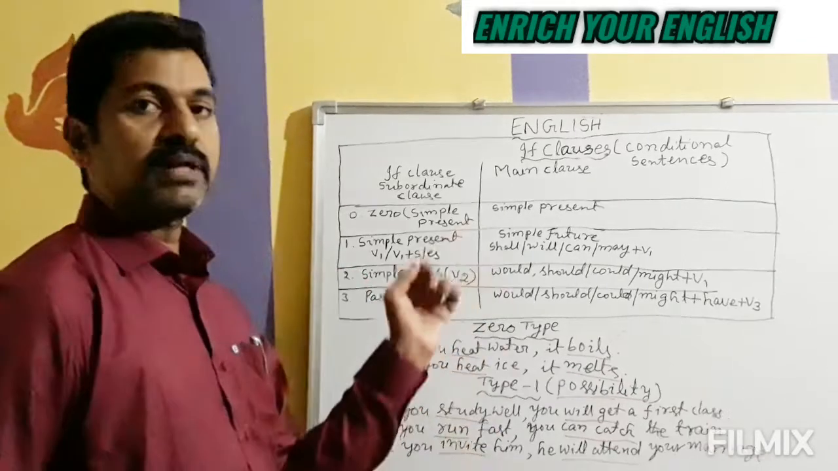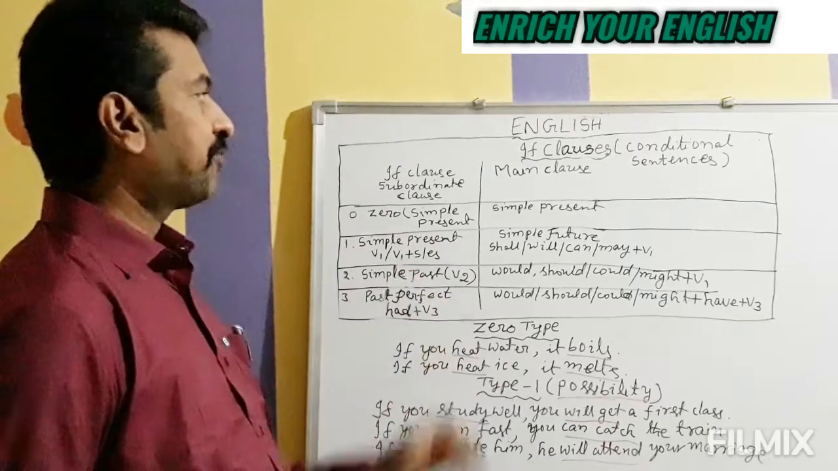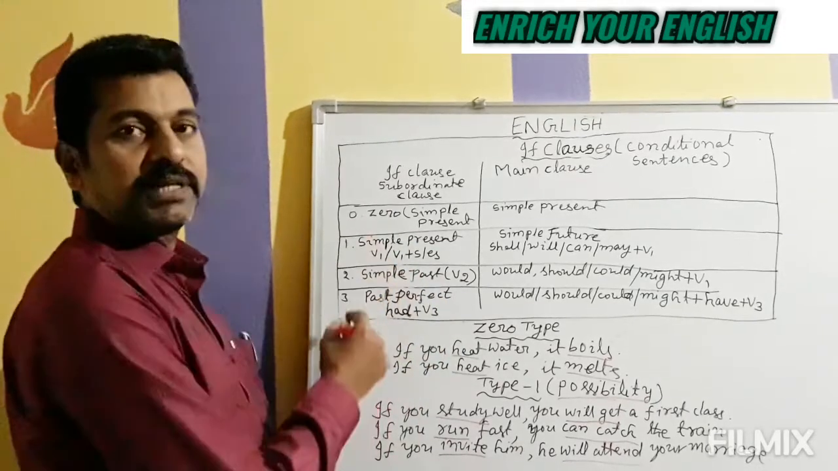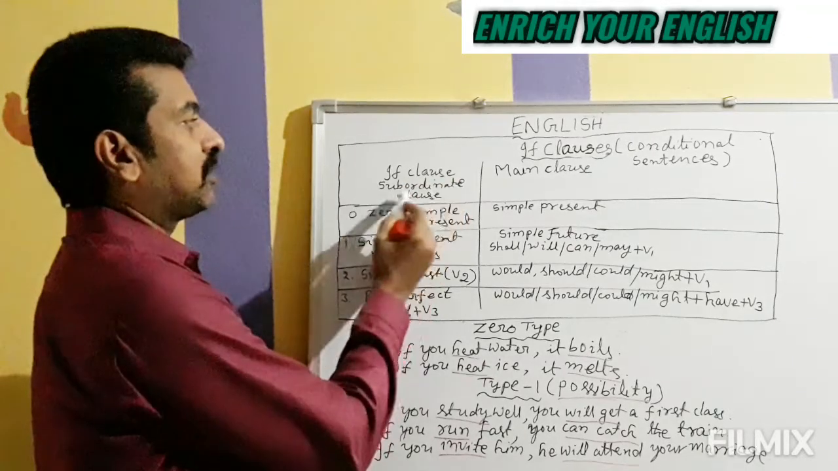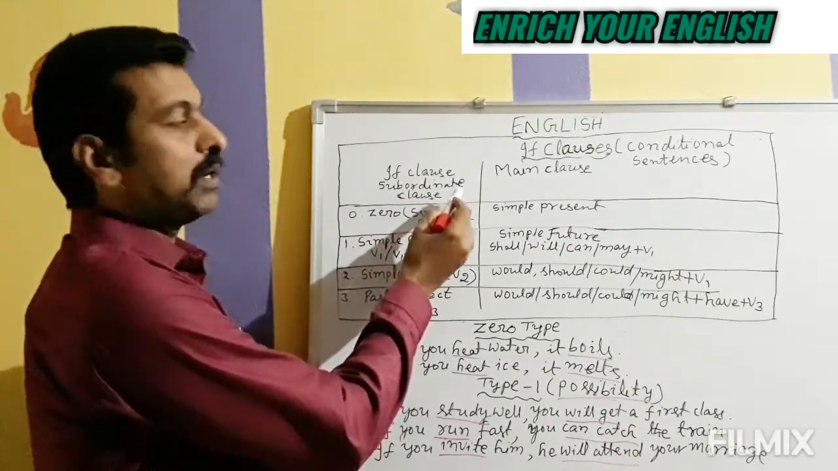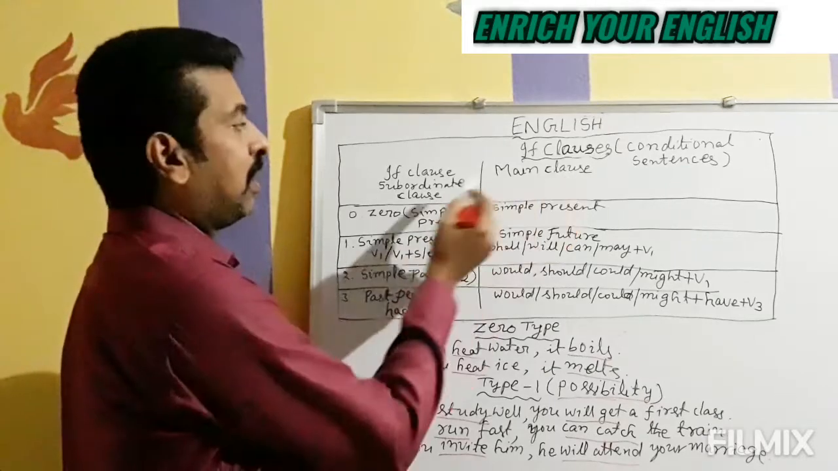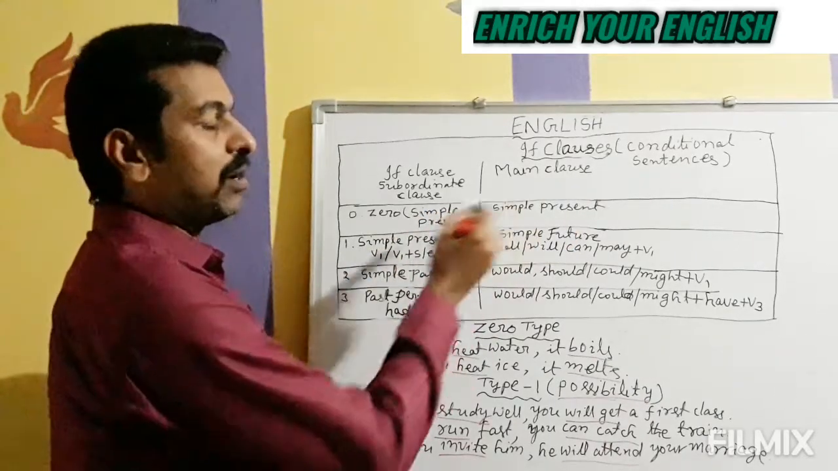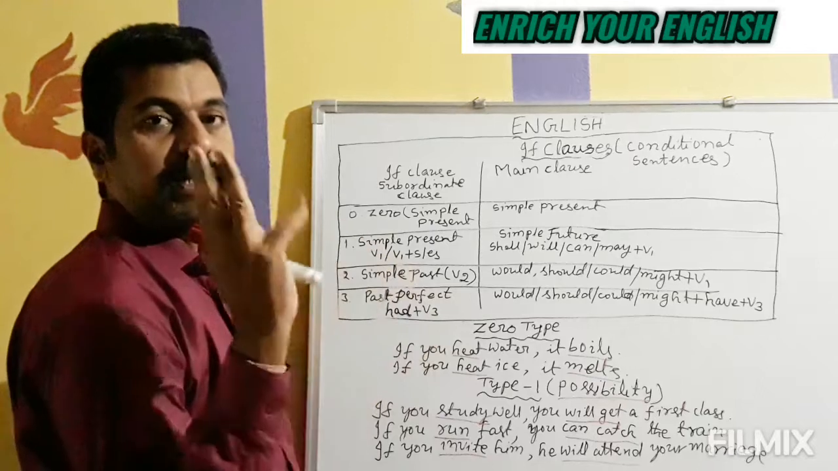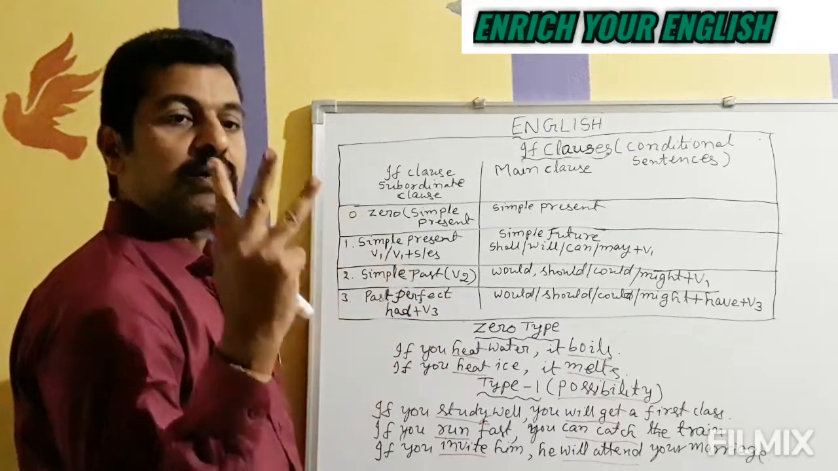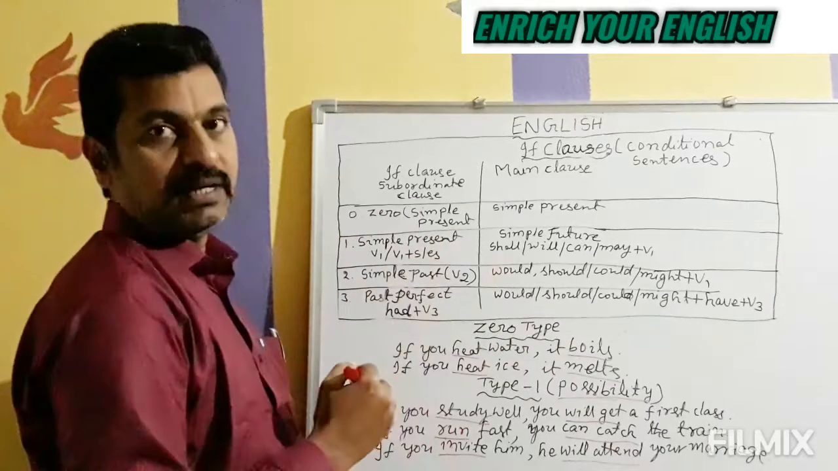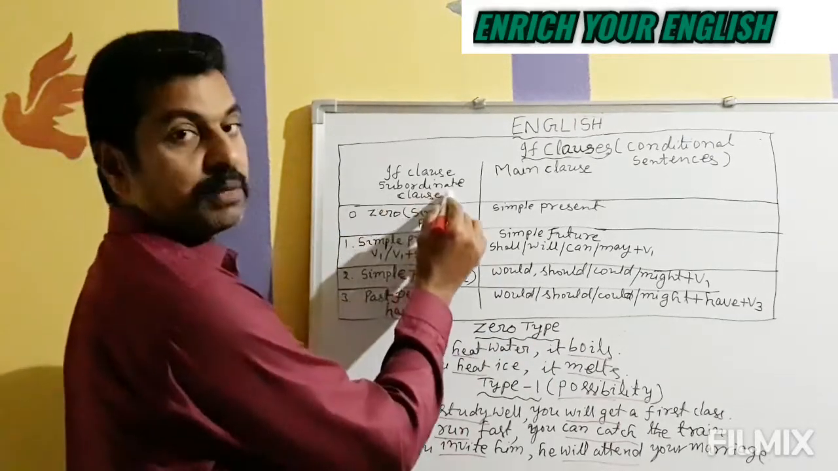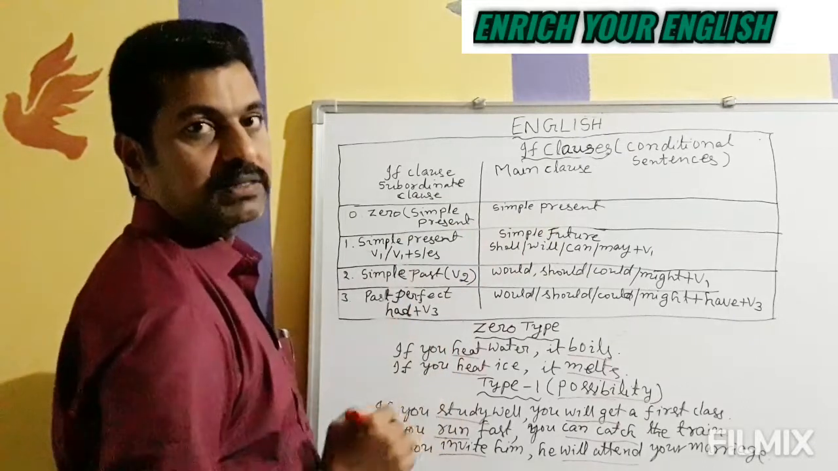Okay, let us start today's class. In if clauses, there are four types of sentences, friends. The if clause is otherwise called the subordinate clause. This is the main clause. When these clauses come together, it is called a complex sentence. We have three types of sentences: simple sentences, complex sentences, compound sentences. So these are all complex sentences. One subordinate clause and one main clause means a complex sentence.